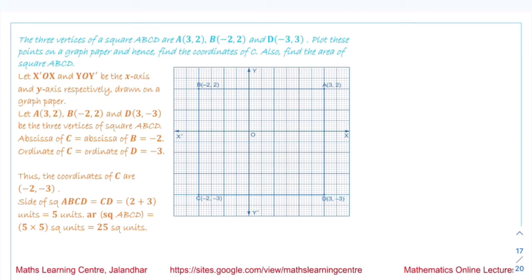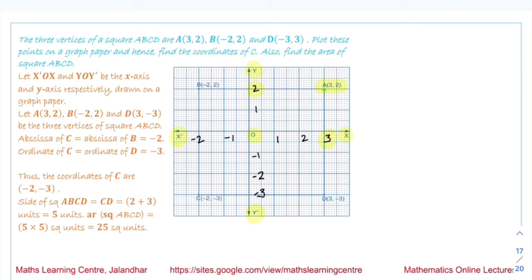So the same procedure is there. First of all we mark the region, then we draw the x-axis and the y-axis. Now we mark these points. On the x-axis it is 1, 2, 3 and so on. Then on the negative side it is -1, -2. On the y-axis 1, 2, and in the downward direction it is -1, -2 and -3. Now the coordinates of the point A are 3, 2. So on the x-axis it is 3, on the y-axis it is 2. So this is our point A over here.